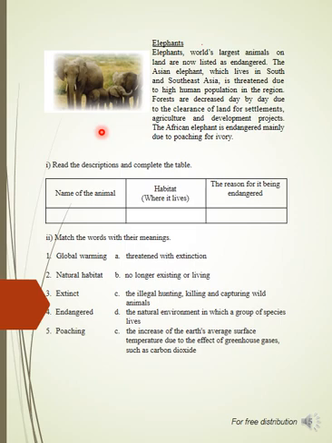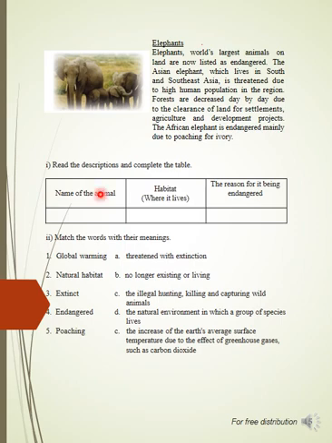Now children, I think you are thorough on polar bears, lions, blue whales and elephants. Now let's go to the activities. Read the descriptions and complete the table. Name the animal, habitat, where it lives, and the reason for it being endangered. Altogether, we have learnt four animals here.